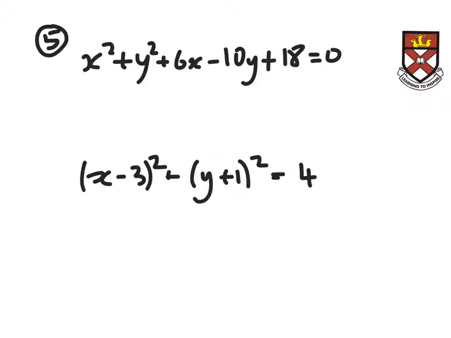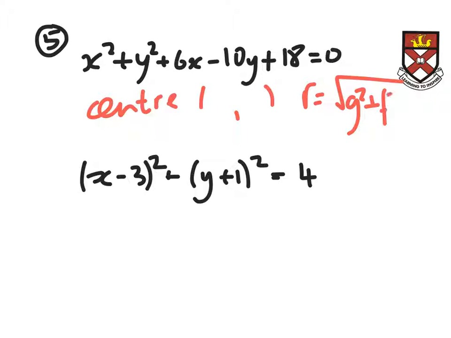Question 5, do these circles intersect? So, for the first circle, we need to find its centre, and you should know what you need to do with this number, the +6, and this number, the -10, to generate these 2 points here for the centre. We also have a little formula which says the radius is the square root of g squared plus f squared minus c. So you work out the radius as well.